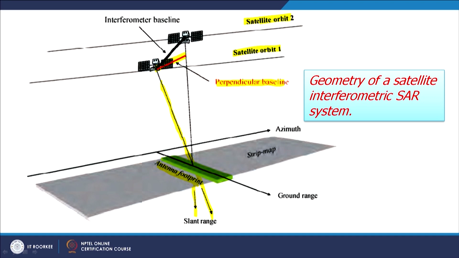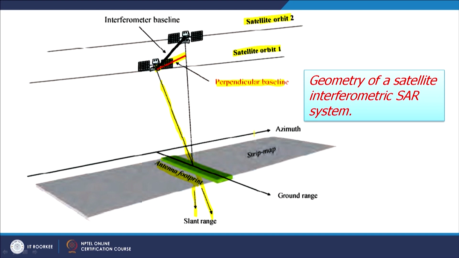Baseline is very important to derive a highly reliable, accurate digital elevation model or ground deformation. The baseline should be optimum in length. If it is too large, then probably we will not have coherence between the two scenes acquired by the satellite through two orbits, and then we cannot generate interferograms. So baseline becomes very important.